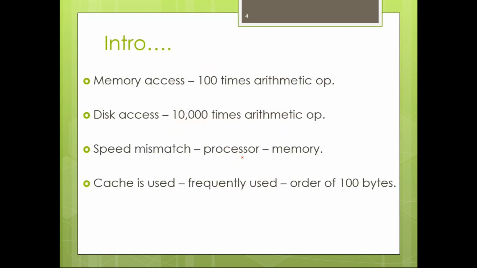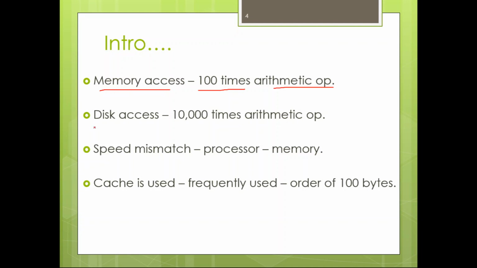Why? A typical memory access, here memory meaning main memory, takes about 100 times the time required to perform an arithmetic operation. For example, if the CPU can perform an arithmetic operation in 1 millisecond, then it may take 100 milliseconds to fetch data from the main memory. So the cost in terms of time is 100 times that of an arithmetic operation.